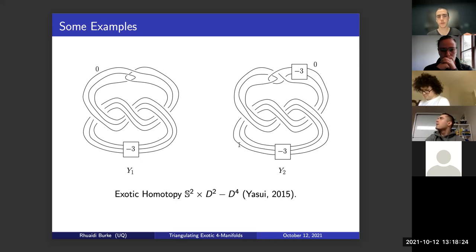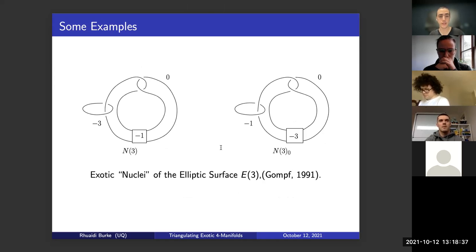And again, you can also see this, the link diagrams of these things get quite complicated in terms of the number of crossings and the number of twists and things that are going on here. Here's another example. This is the smallest nuclei of the elliptic surface E3 in particular. So the exotic nuclei. This is due to Gompf again in the early 90s.